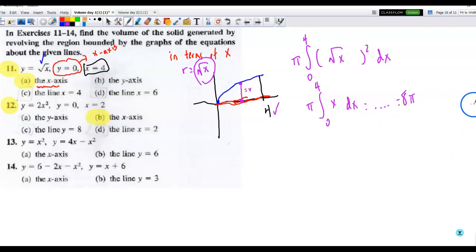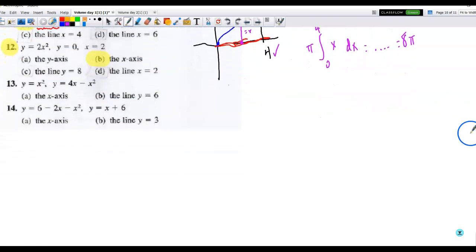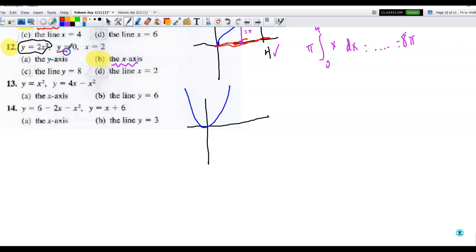Moving on to 12b, which is the last problem. We have to make our own graph again. And again, in 12b, we are revolving around the x-axis. Is that the one that I actually picked? 12b, let me make sure. Yeah, 11a, 12b. All right, so we're revolving around the x-axis again. So we will be in terms of x. So my graph for 12b, I have 2x squared. So 2x squared is a parabola that opens upward like that. And then I have y equal to 0, which is the x-axis again. I have x equal to 2, which is a vertical line right here, 1, 2.